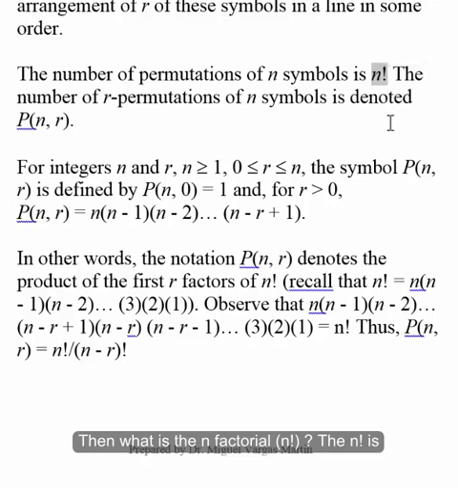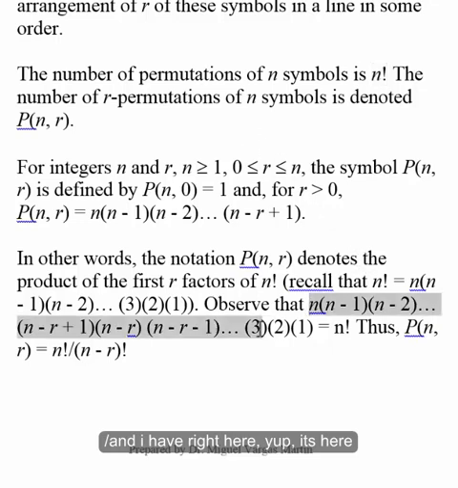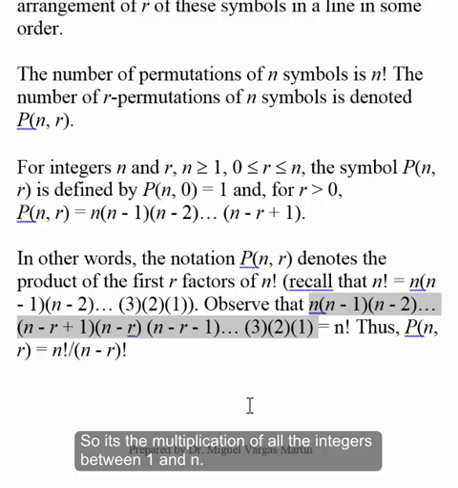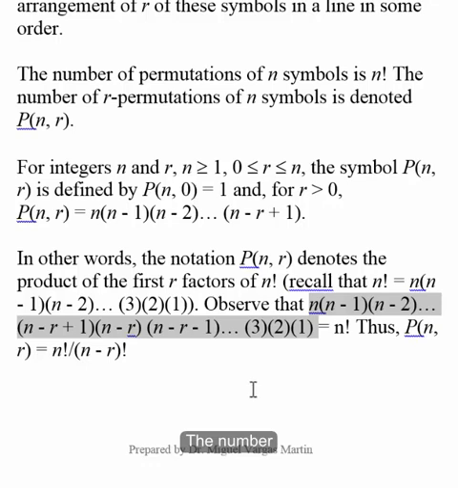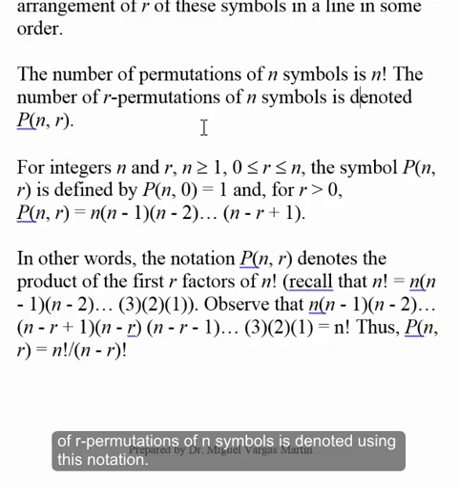But what is the n factorial? The n factorial is, and I have it right here, yep, it is here. So n factorial is equal to 1 times 2 times 3 times 4 and so on until n. So it's a multiplication of all the integers between 1 and n. The number of R permutations of n symbols is denoted using this notation.